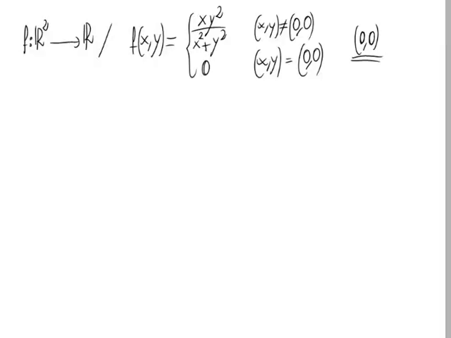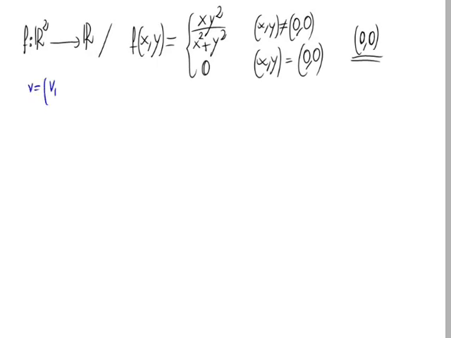Given the function f from R squared to R, where f of x and y is equal to x times y squared divided by x squared plus y squared if x and y are different from 0, 0, and it is 0 if x and y are equal to 0, 0, we want to calculate the directional derivatives and partial derivatives in 0, 0. Let's go first with the directional derivatives.